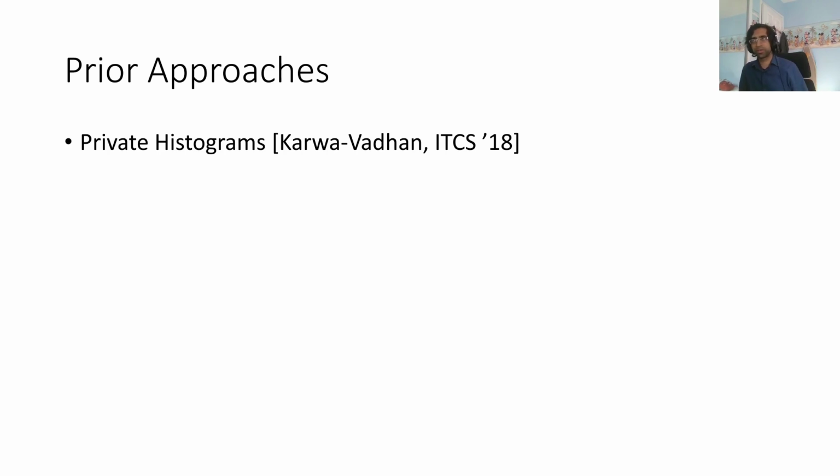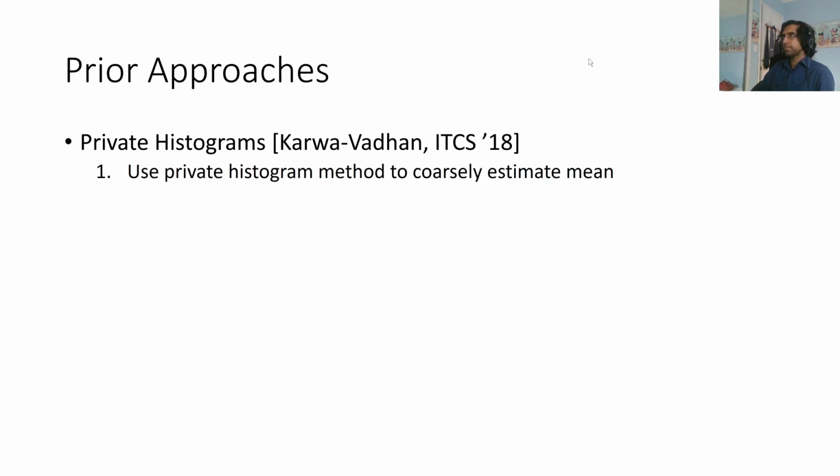But there have been a few works which have explicitly tried to address this problem. The first one which I am well aware of is one by Karwa and Vadhan. This was a very inspiring and influential paper, which takes a private histogram-based approach. Let me just describe their approach in two lines. The first line is to use a private histogram method to coarsely estimate the mean, just to try to get an estimate of the mean which is in the ballpark of the true mean. It's very coarse.